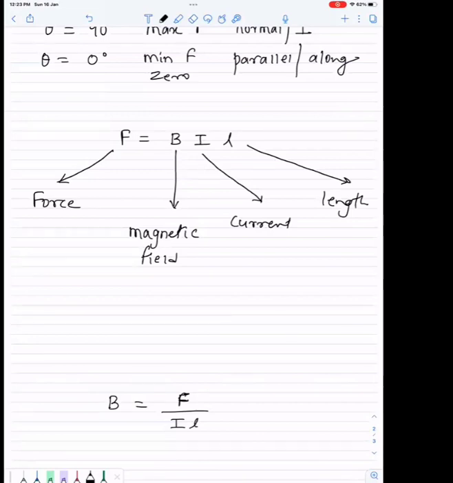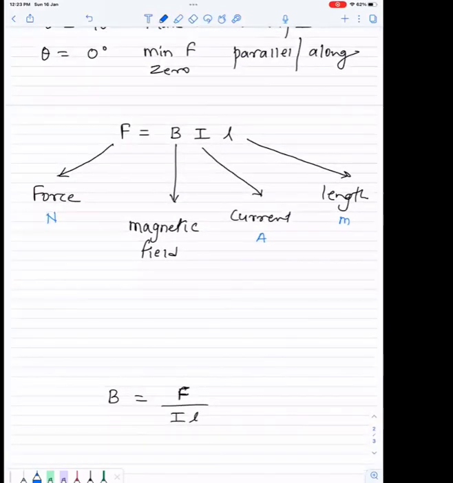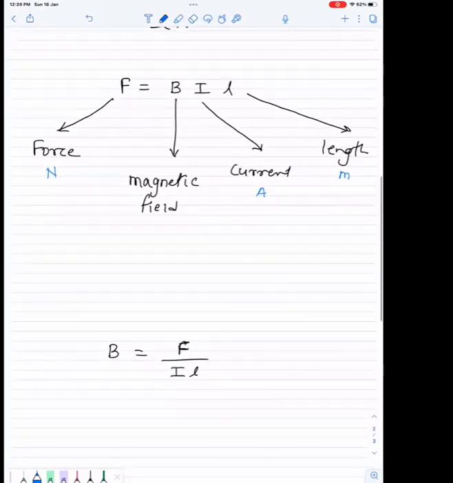Now, what is the unit of force? Force is measured in Newton, current is measured in ampere, and length is measured in meter. These are the units. So from this formula, we conclude that force is directly proportional to magnetic field. That means if I use a stronger magnet, it will experience more force. It will go upward with a greater force or more deflection.